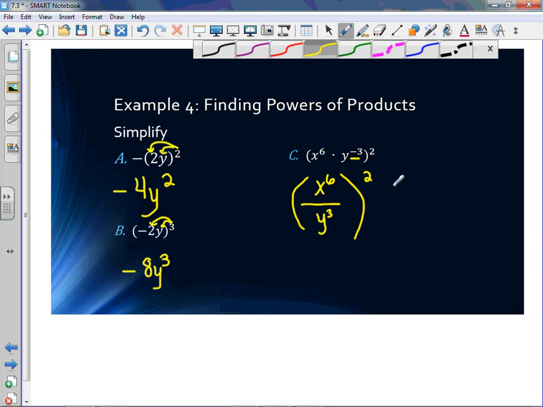We're going to distribute the squared to the top and to the bottom. When we have a power to a power, we multiply. So the answer is x to the 12th over y to the 6th. We also could have distributed here and then moved the y to the 6th to the bottom. Either way is fine. And that concludes 7-3.